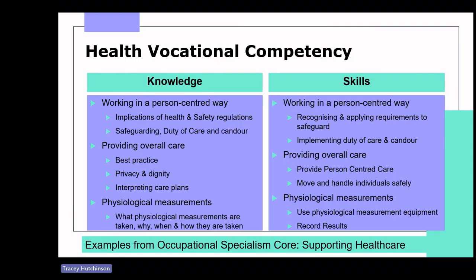So let's explore those vocational knowledge and skills areas now that we've had a look at the academic side. So we have for health, those working in a patient-centred way, providing overall care and physiological measurements. These are the key areas of the specification, and what we've done is we've picked out some key areas that match with what both vocational and higher education routes are looking for from their students and able to demonstrate. And you can clearly see that both these knowledge and skills apply very much to the real life world.